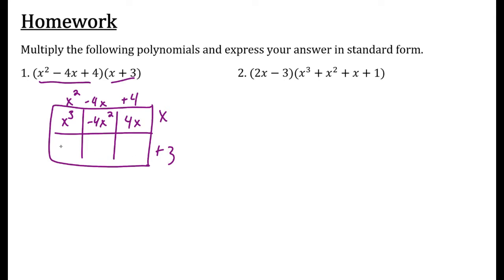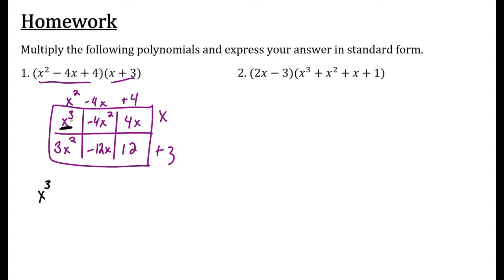3 times x squared is 3x squared. 3 times negative 4x is negative 12x. And 3 times 4 is 12. So now that we multiplied, I add each of these boxes together, and I combine my like terms. I say, is anyone else in my table here an x cubed term? Nope, so I have 1x cubed.